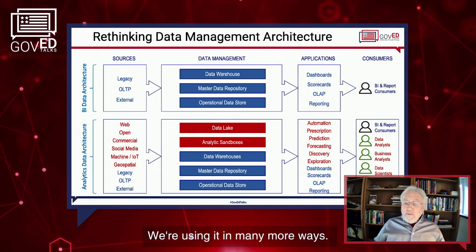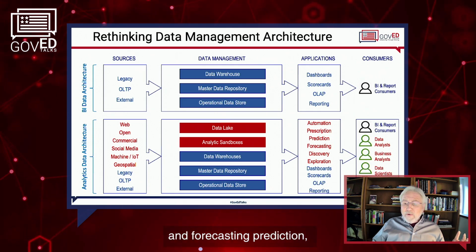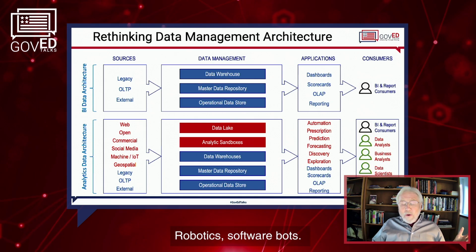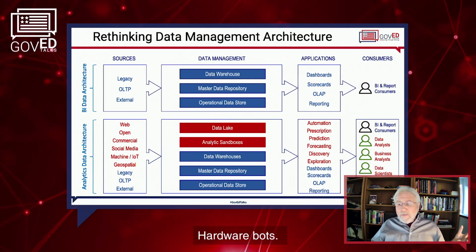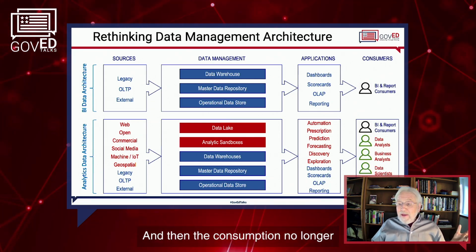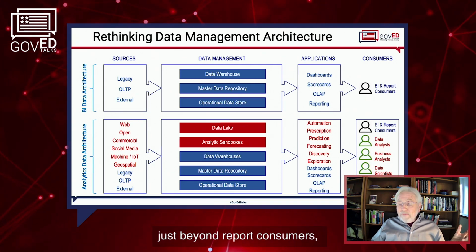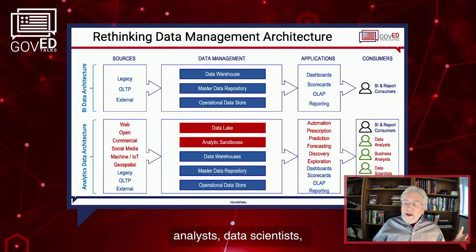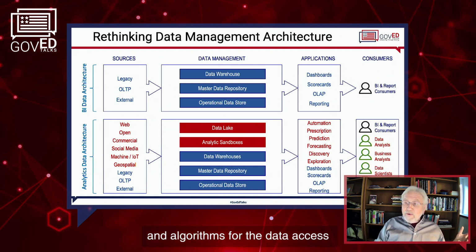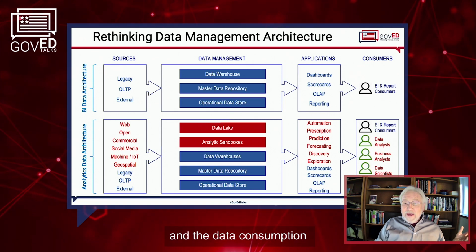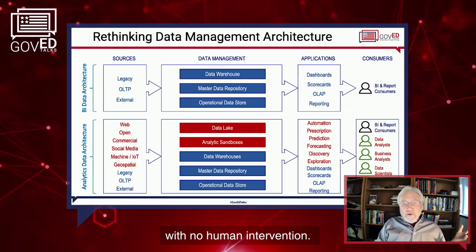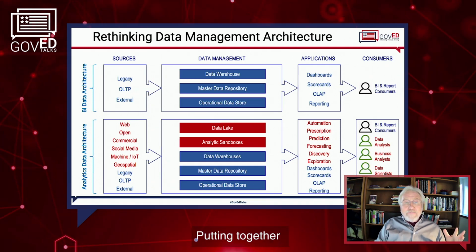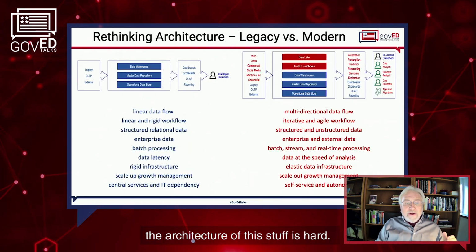We're using it in many more ways: exploration and discovery, forecasting, prediction, prescription, and even hands-off automation, robotics, software bots, hardware bots. And then the consumption: no longer just BI and report consumers, but all the data analysts, business analysts, data scientists. And as I mentioned before, the apps and algorithms where the data access and the data consumption is from computer to computer with no human intervention. So it's a different world. It's complex, it's challenging. Putting together the architecture for this stuff is hard.